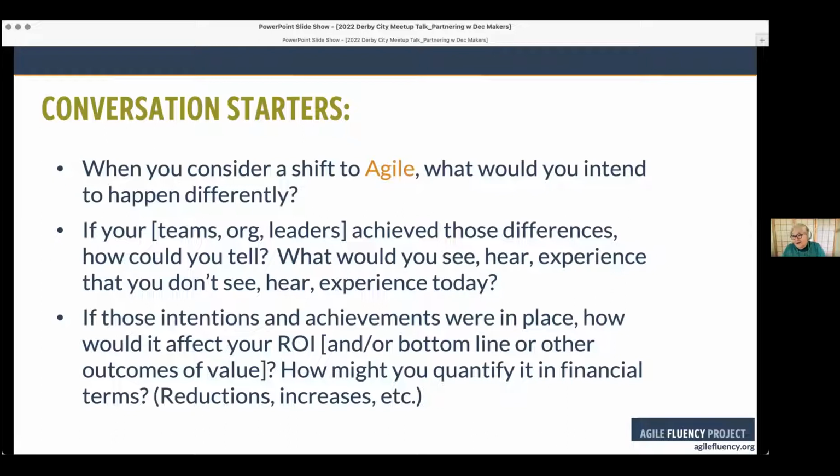So reduction in staff, reduction in turnover, increases in performance, whatever that might be. And maybe greater revenue is one thing that's always pretty compelling, or cutting costs can be pretty compelling. Anything that leaves more money in the coffers. So we're looking for those kinds of answers.